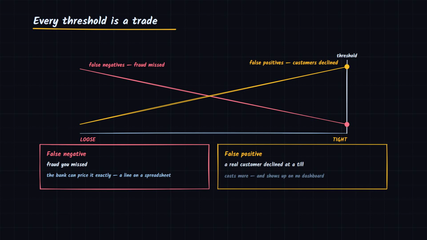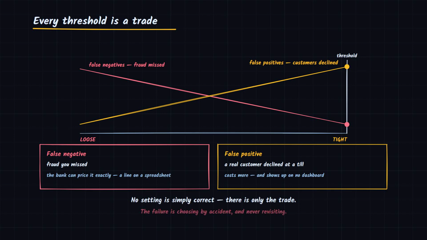Tighten the rules and you catch more fraud and annoy more customers. Loosen them and the opposite. There is no setting that is simply correct. There is only the trade, and the mistake is not choosing badly, it is choosing by accident, because someone picked a round number in a sprint 2 years ago and nobody revisited it.